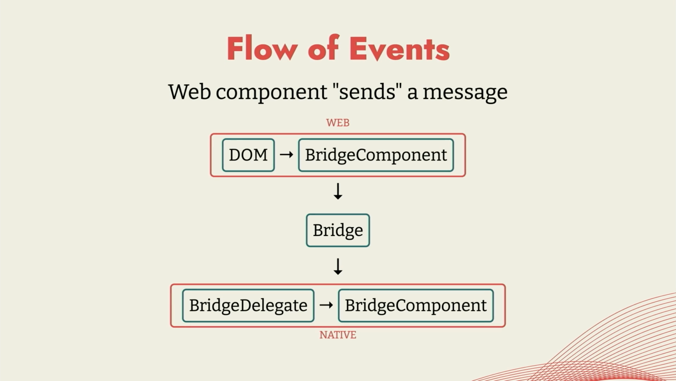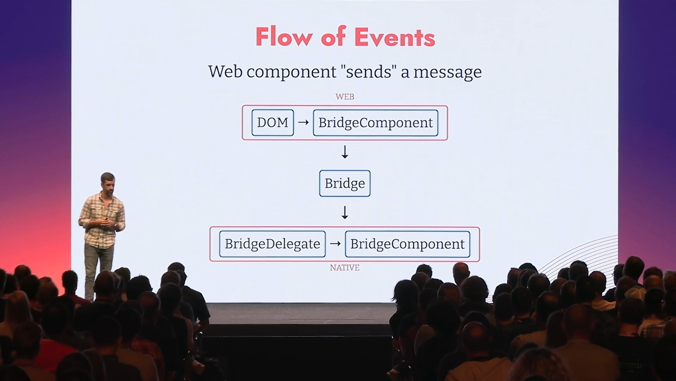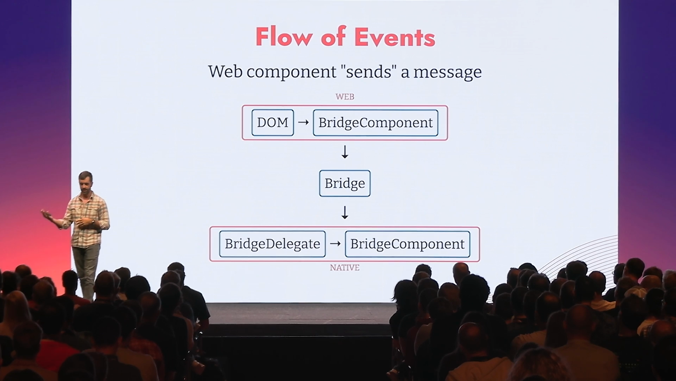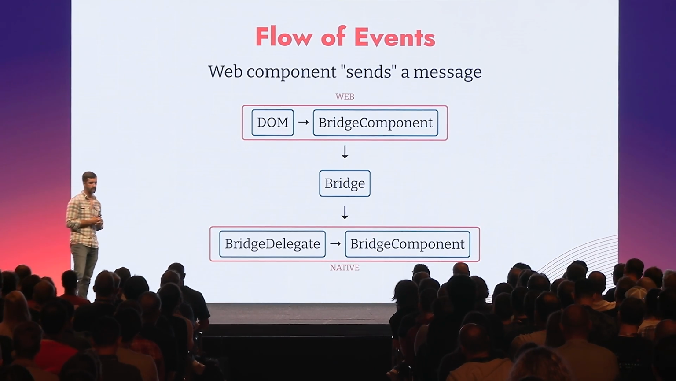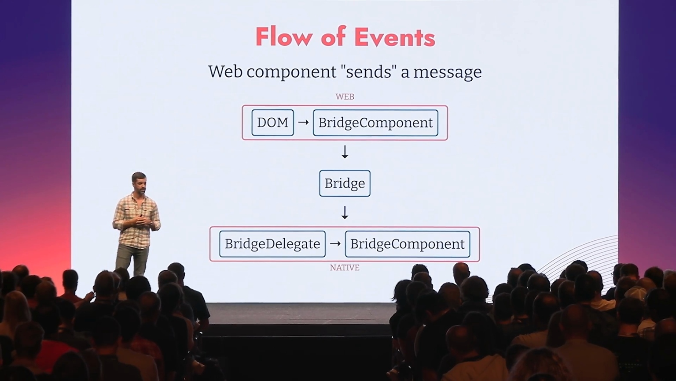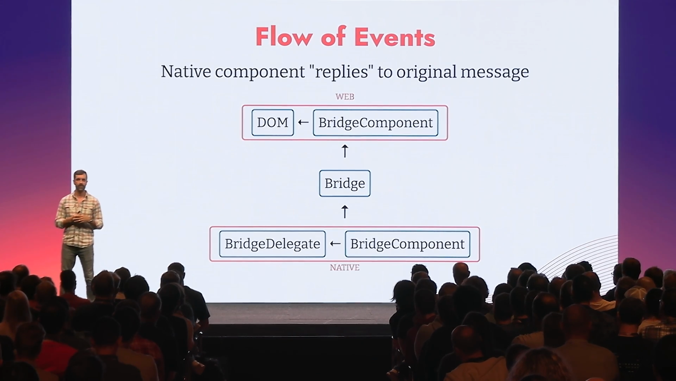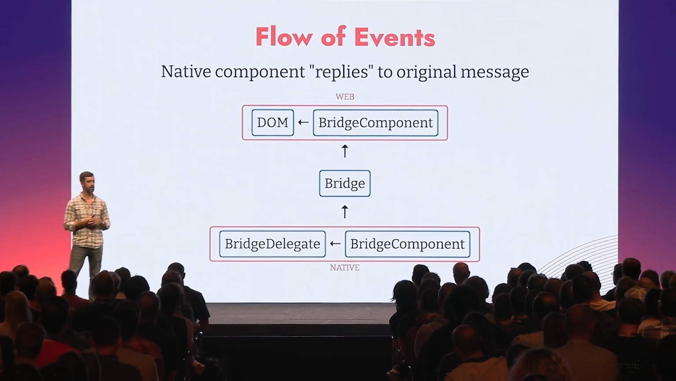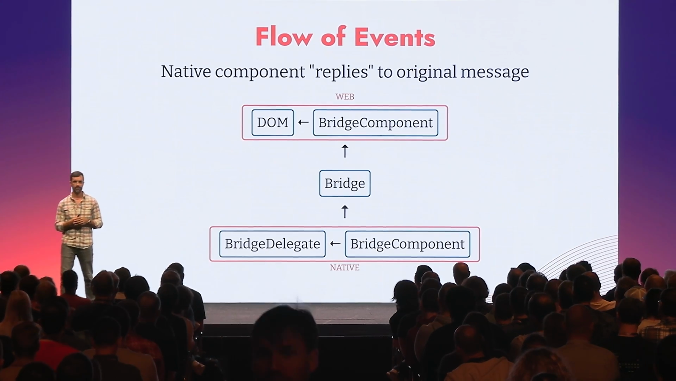So, the flow of events: whenever you've got a bridge component that connects on your page and you send an event, it will send it through to the bridge. There's a bridge class on the web and a bridge class on the native side. It's the glue that Strada creates between the two, and the message will end up in your bridge component. When the native side replies back to the original message, it will just go in reverse. So it will go from your native bridge component back through the bridge and to your web bridge component.